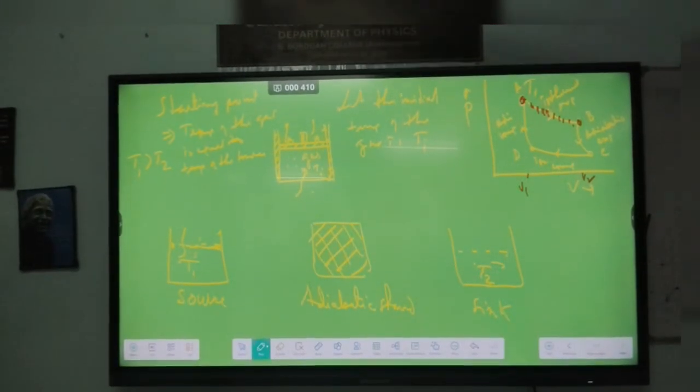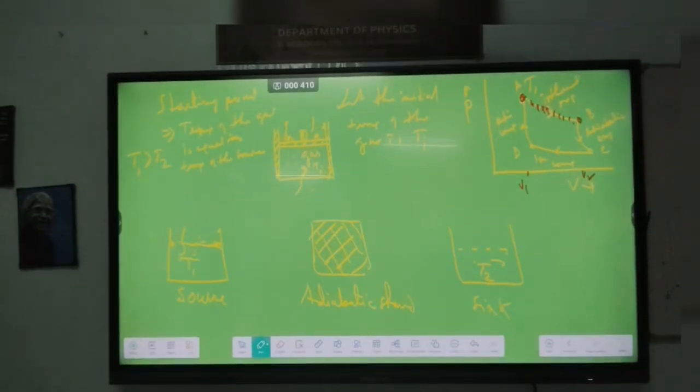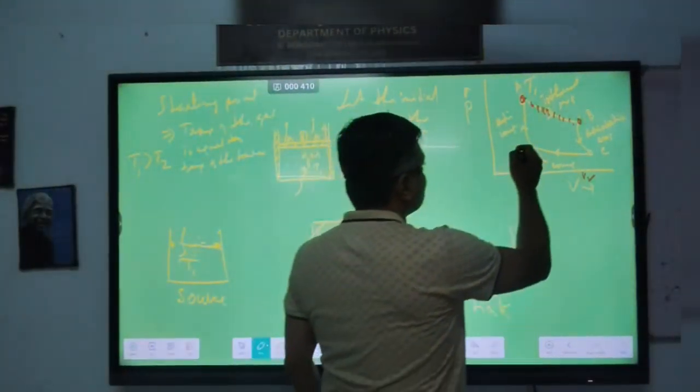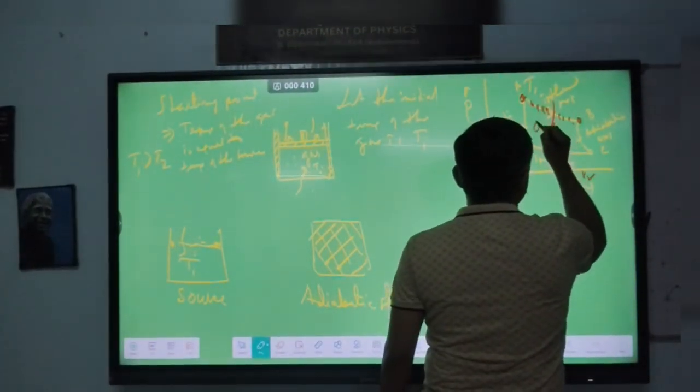And during this process, is the gas taking heat? In the process from A to B, the gas is taking heat, yes or no? It is taking heat. So let the amount of heat that is taken by the system be Q1.